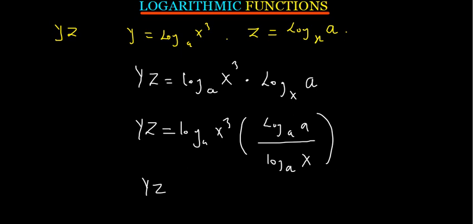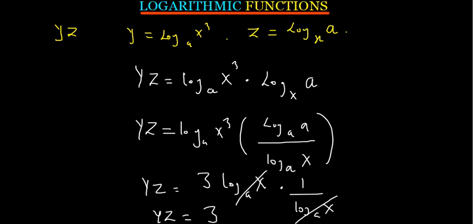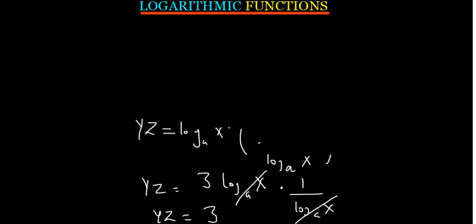So this will be yz is equal to, I'll bring the 3 in front, and that will be 3 log in base a of x multiplied by log in base a of a, which is 1, divided by log in base a of x. So this term will basically cancel with this term, meaning that the integer value for yz is 3. Are we good with that? Are we okay? So what's the final answer? Final answer is 3.